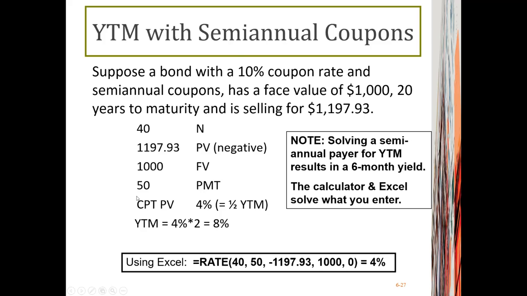And the second modification is the coupon payment. Instead of putting 100 here, you put a 50 here, which is a half-year coupon payment. Then you CPT IY. Once again, you see a typo here. It should be CPT IY. IY is yield to maturity. And your calculator will show you 4. 4 means 4%. But this 4% is the semi-annual yield to maturity. To get the annualized yield to maturity, you need to multiply this number by 2 to get 8%.